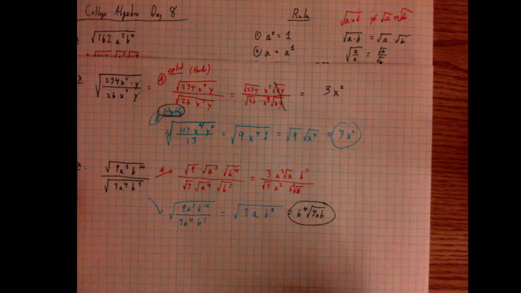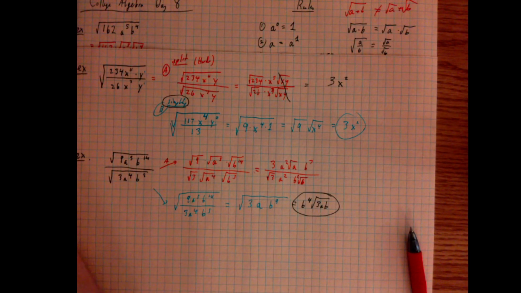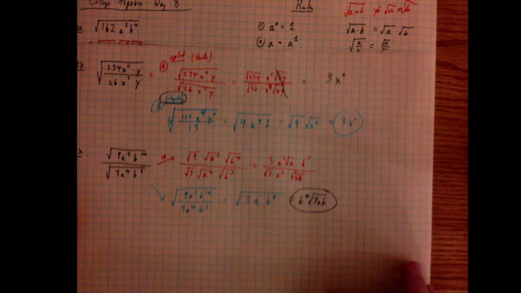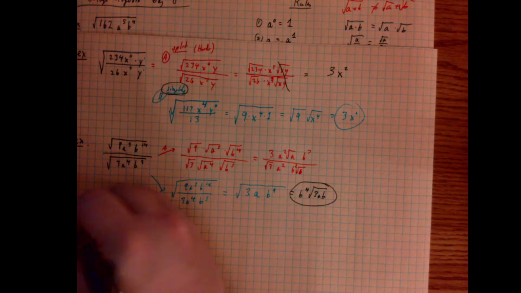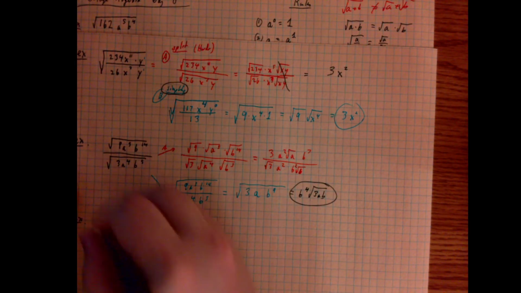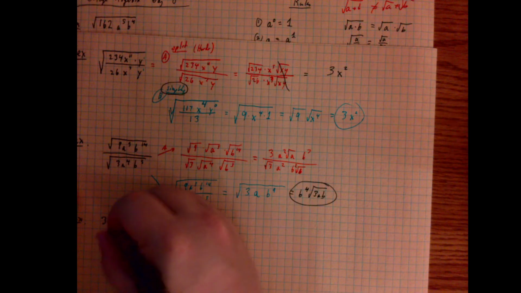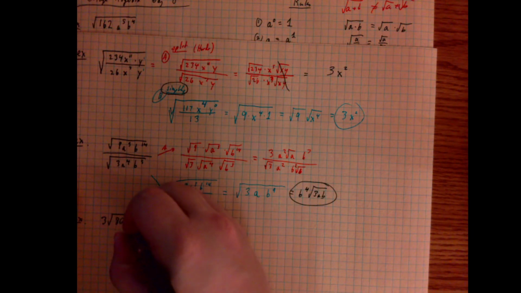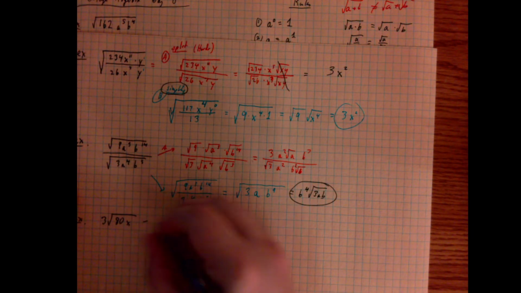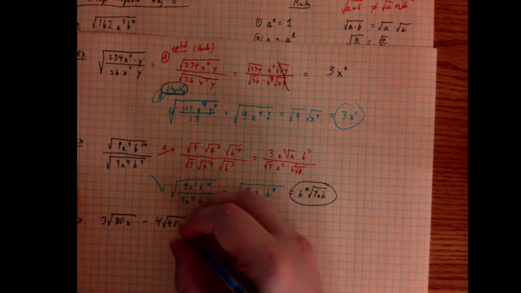I want to showcase one more example. I did not get enough time to talk about this last time, so I want to make sure to do it now. If you have operations in between them. So let's take a look. Our last example. 3 square root of 80x minus 4 square root of 45x.